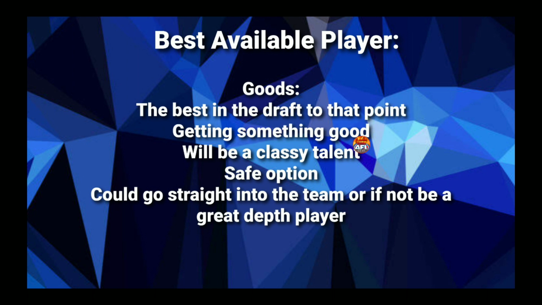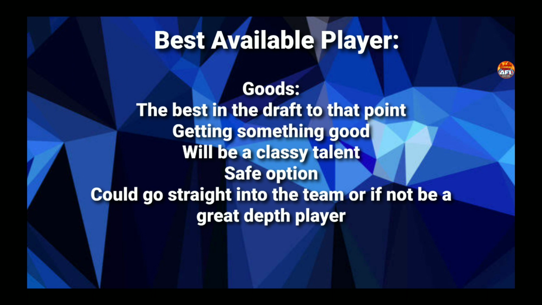Getting something good, you feel good because you've taken the best available player, which means another club cannot snare him. You'd think it'd be a classy talent and definitely a safe option as well. Now, when you do go for needs, you can be looking a long way down the order. So let's say, for example, your pick is at 25 and you need a key forward, and the next key forward is likely to land around pick 44. What are you going to do?